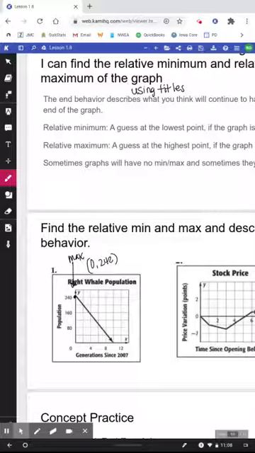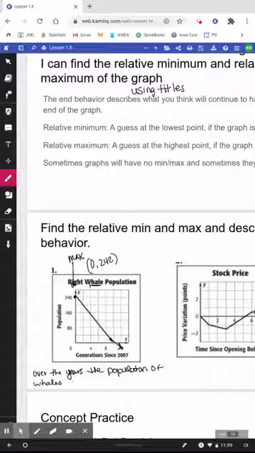And if I'm describing the end behavior, I can see it continues to go down. So I would say over the years, the population of whales continues to decrease. So I'm using the years, I'm using the population, I'm using the title whales, and I'm talking about how it's going to continue to decrease at the end.